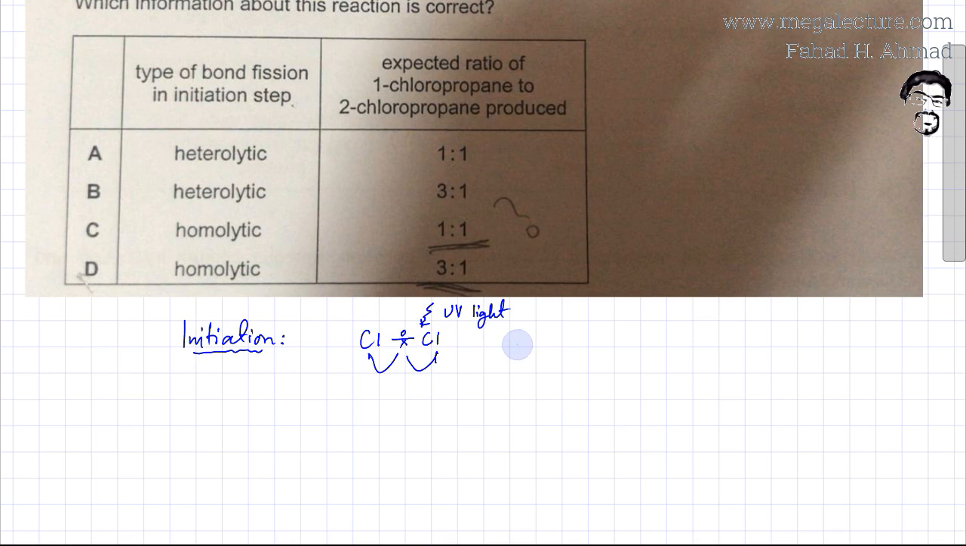So a homolytic fission occurs, the bond is broken equally, and two Cl radicals are produced in the process. So this is an example of homolytic fission. So it's either going to be option C or it's going to be option D.